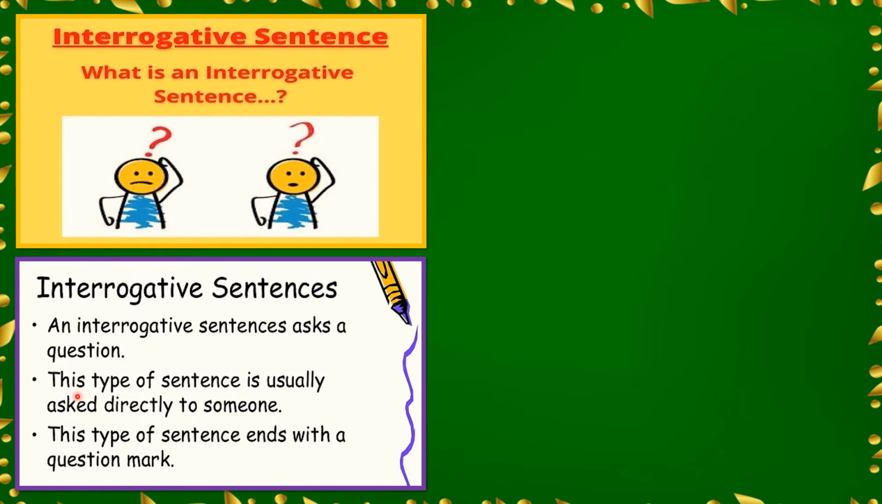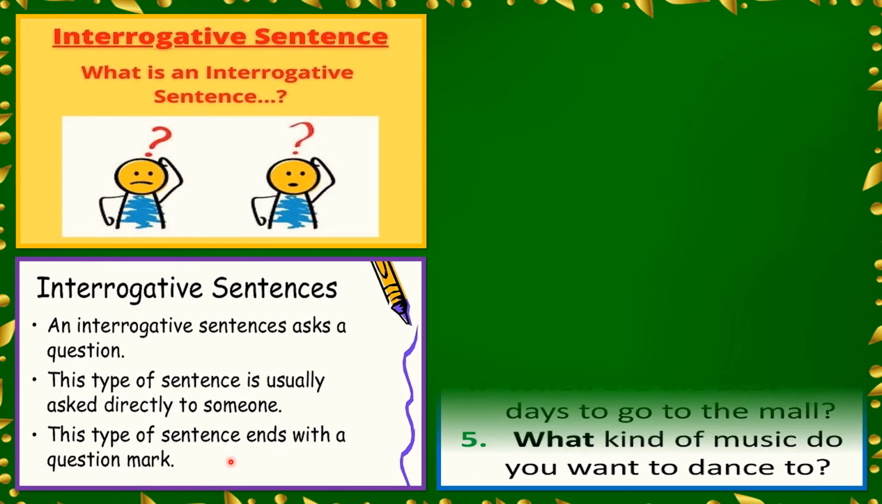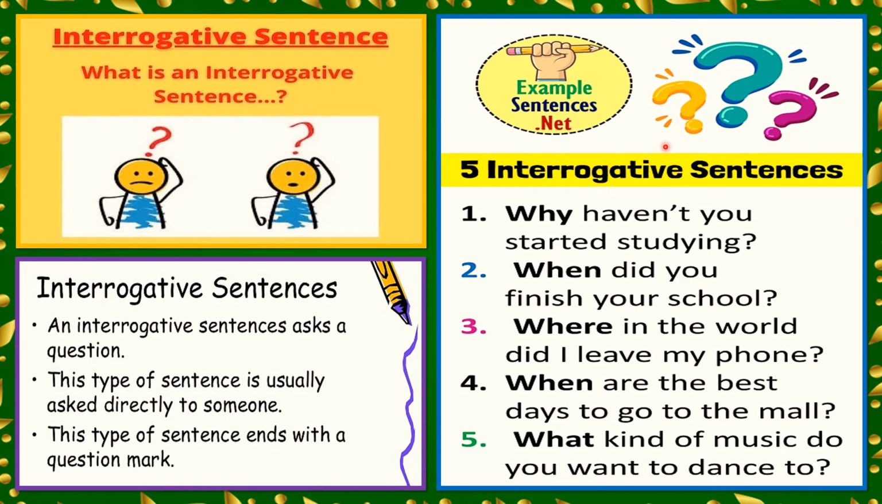This type of sentence is usually asked directly to someone. This type of sentence ends with a question mark. So interrogative sentence, from the word interrogate, you're asking someone, so it ends with a question mark. Here are some examples of interrogative sentences.